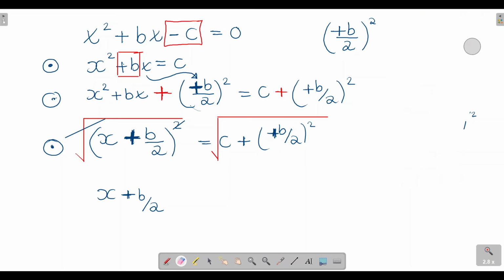Okay, right. So now what do we need to do now? All that we need to do now is deal with the right hand side.